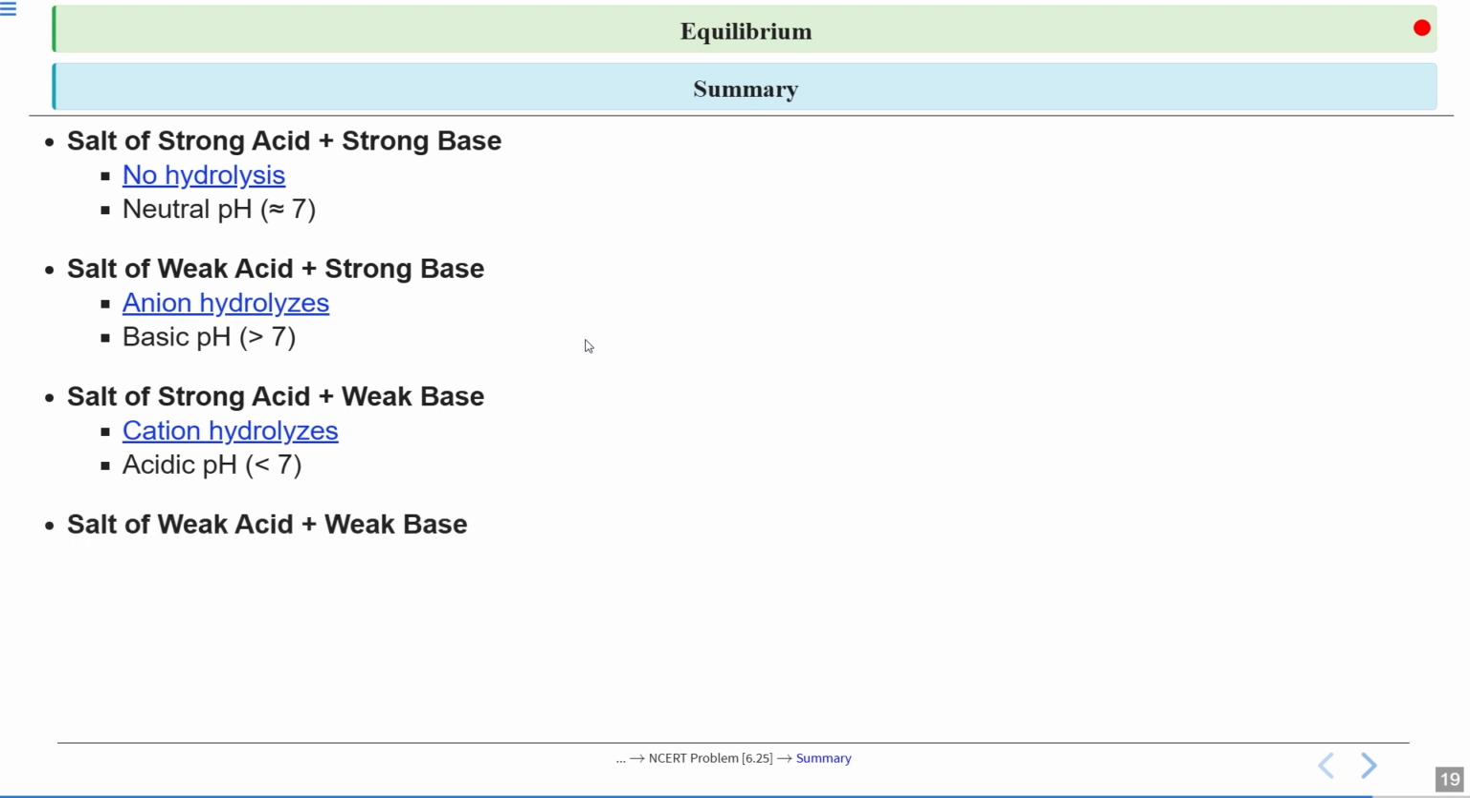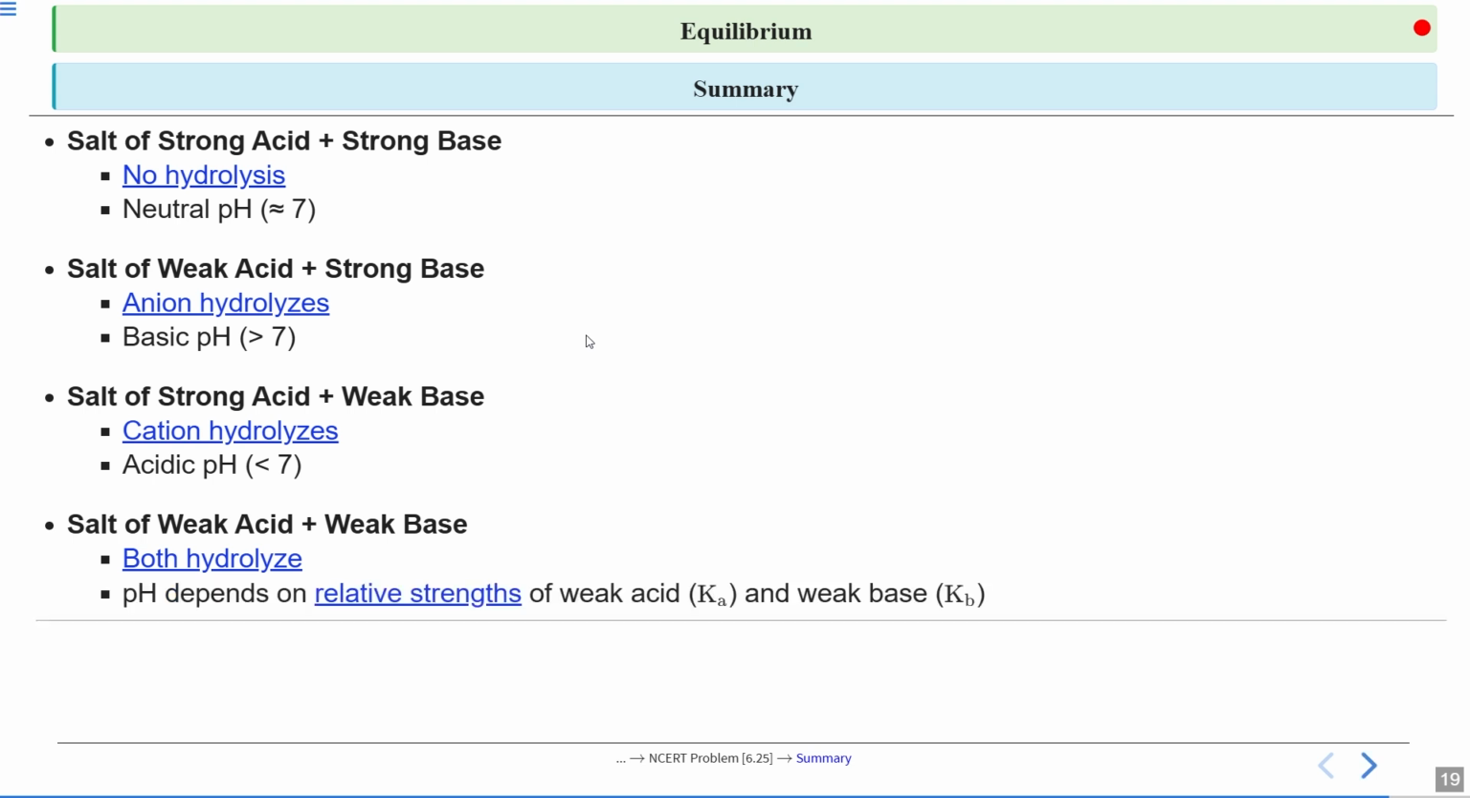Last, we saw the case of the salt of a weak acid and weak base. In this case, you cannot decide whether the solution is acidic or basic until you have the value of pKa and pKb or Ka and Kb. So in this case, both the cation and the anion will get hydrolyzed because both are coming from a weak acid and weak base. Further, the pH will depend upon the values of Ka and Kb. So if your Ka is greater, the solution will be acidic. If your Kb is greater, then the solution will be basic.